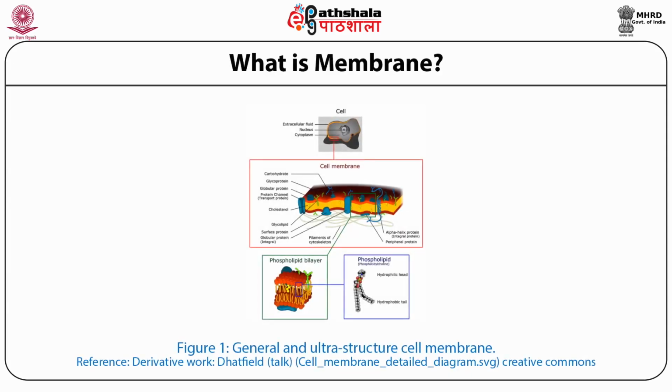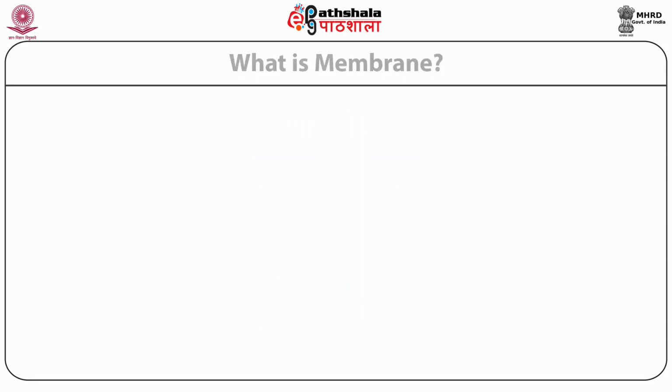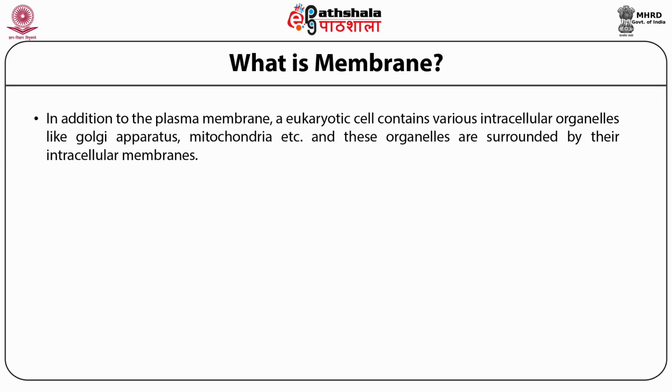This figure shows that a cell has a definite boundary which we call the cell membrane. And if you enlarge the cell membrane, you will find that the cell membrane is composed of a lipid part as well as the protein part. The lipid part is basically composed of phospholipids which are seen in the box of the cell in a blue shape. In addition to the plasma membrane, a eukaryotic cell contains various intracellular organelles like Golgi apparatus, mitochondria, endoplasmic reticulum, etc. And these organelles are surrounded by their intracellular membranes.